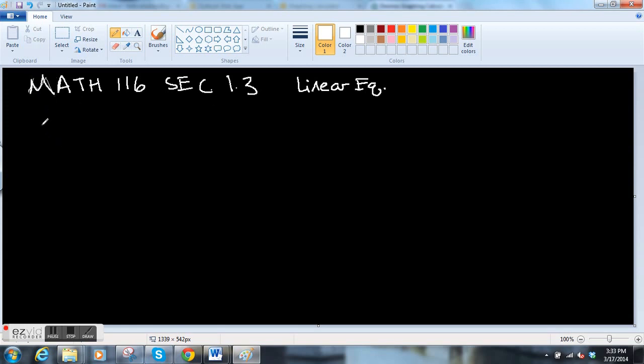The first thing is how to write the equation of a line when you have a point and a slope. So here is an example. We have a slope equal to -5 and a point (0, 2). And this is number 29 on page 86.